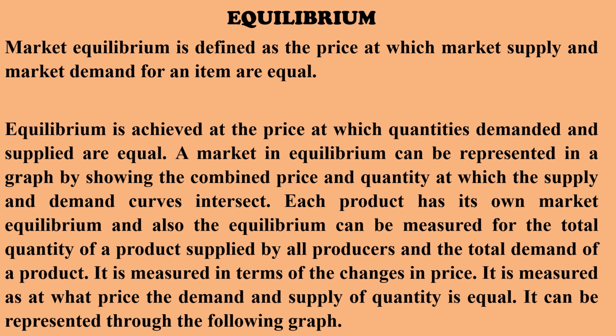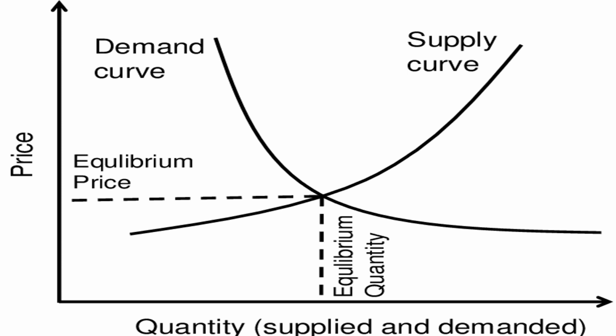It is measured in terms of the changes in price. It is measured as at what price the demand and supply of quantity is equal. It can be represented through the following graph. It is known from the graph that when the price changes, demand and supply also change. That is, when price increases, quantity supplied increases, but the quantity demanded decreases when price increases, and like that. At a particular price, the two curves intersect, which is called equilibrium price.